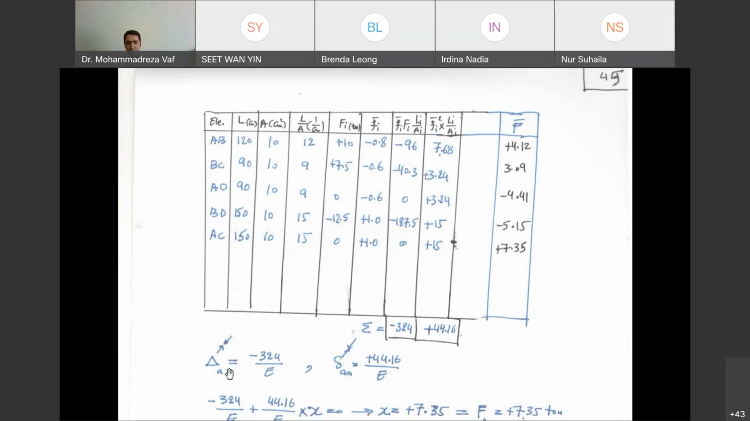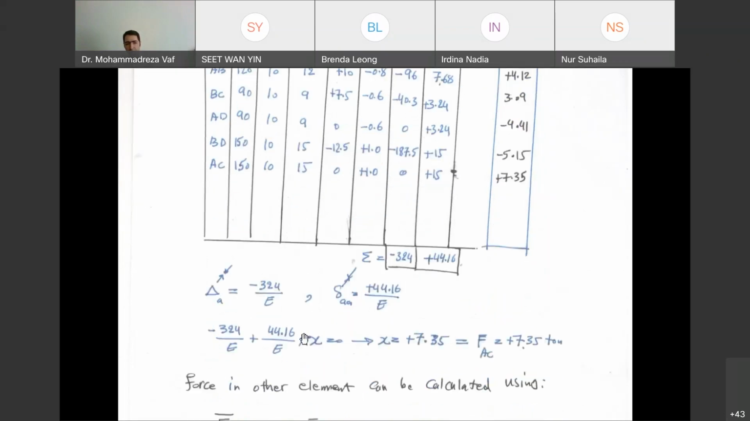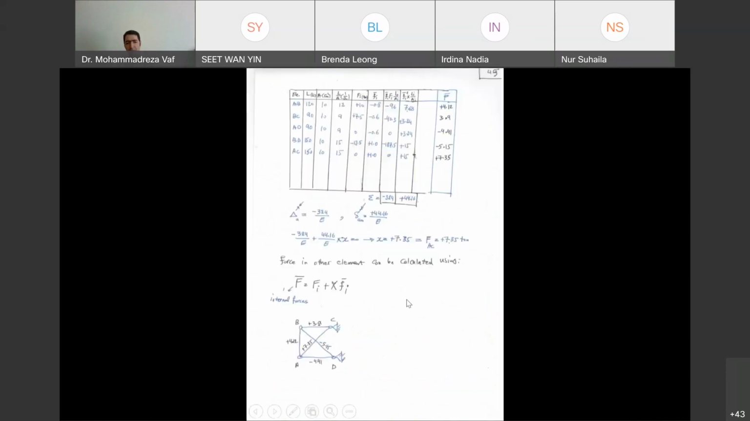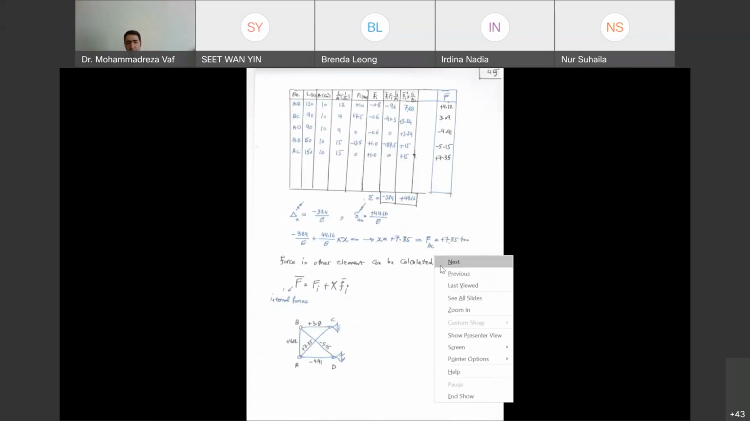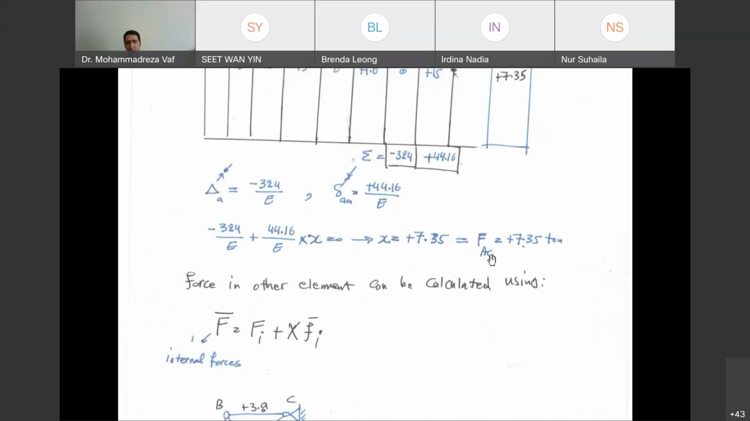So this gives you delta A, and the second calculation gives you a delta AA. So you have delta A and delta AA. You put it inside the compatibility condition, you get X. So this X is the internal force. When it is positive, that means the force is in the direction that you have assumed for your unit load. So it is exactly in this direction. It pulls point C, it pulls point A, and it is tensile. So right now we have calculated the force in AC, 7.35.